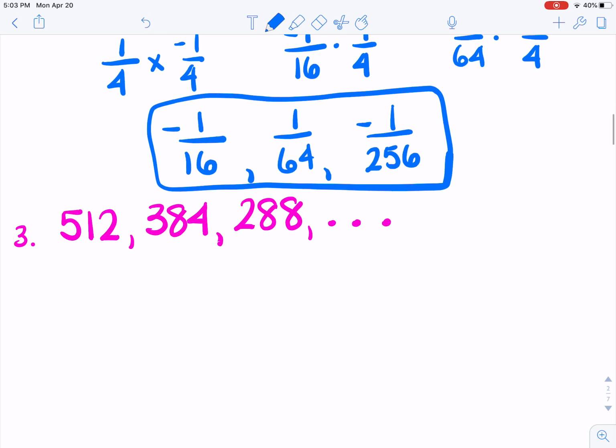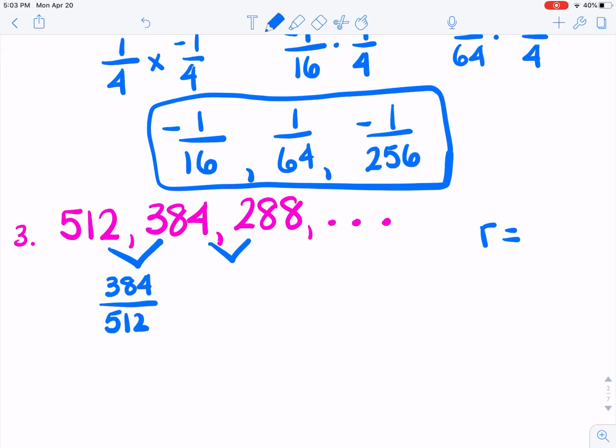Okay, number 3. Again, I'm going from bigger to smaller on this one. So with the multiplication, I'm gonna multiply by the same number. So I gotta figure out what that is. Between these two terms, I know that my common ratio is going to be a fraction. It's going to be less than 1. So how I'm gonna figure that out is I'm gonna take the second term, put it over the first one.